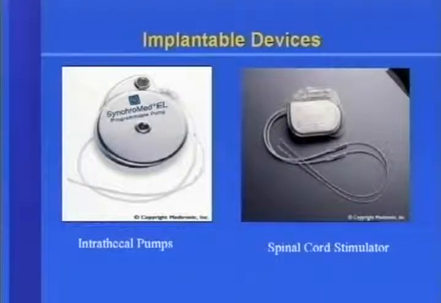On the right represents a spinal cord stimulator. This is implanted as well. This is a receiver, and these are the wires, the leads they're called, that are implanted in the epidural space that then stimulate the spinal cord and provide paresthesias in essence and help block pain.